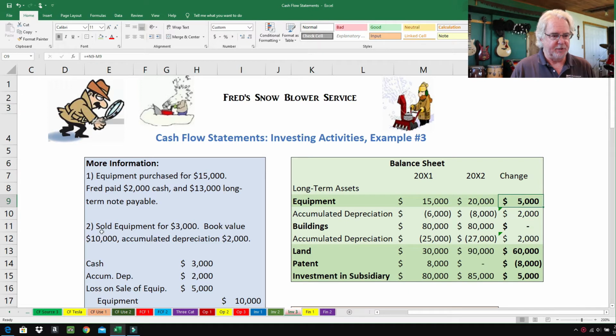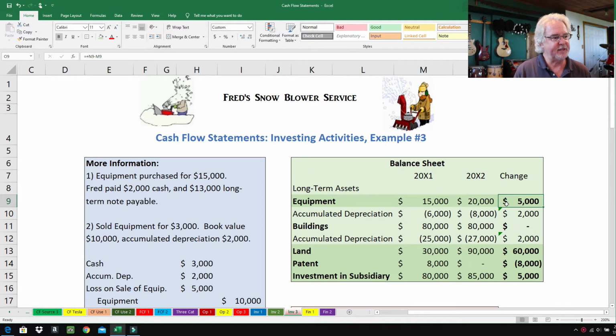So what's going on with this equipment? Well, equipment was purchased for $15,000 and some equipment was sold for $10,000. If you take $15,000, which was purchased, minus the $10,000, which was sold, that means the equipment account should increase by $5,000. 15 minus 10 is 5. So here you go. There's your change in the equipment account. So that explains it. But we're interested in the cash flow.